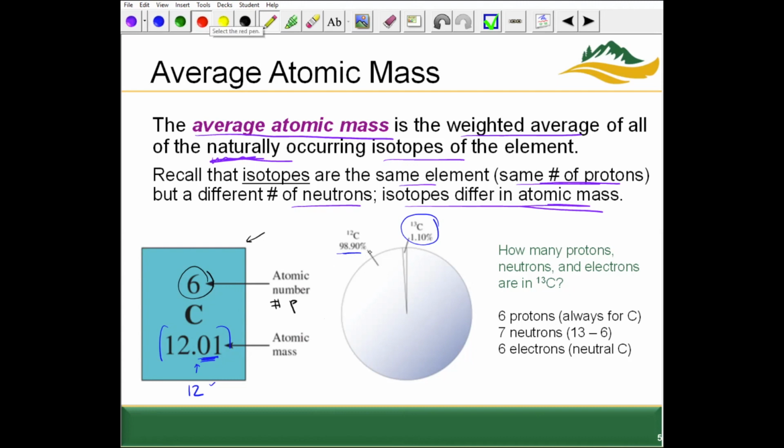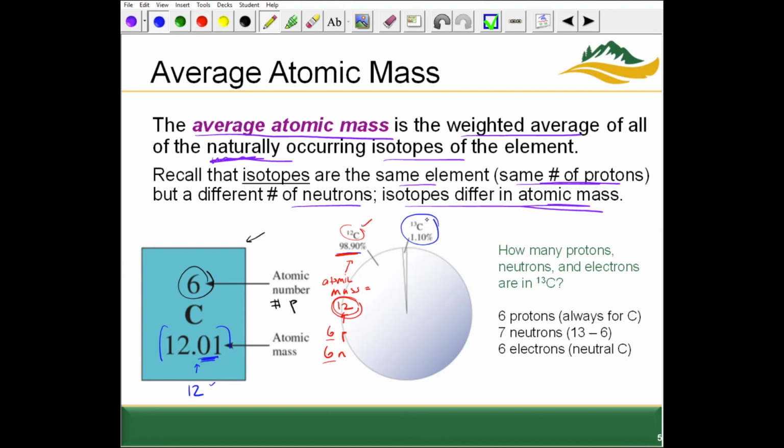In fact, of all naturally occurring carbon, 98.90% of it is carbon-12. What does that mean? It means that this percentage of it has an atomic mass of 12. Because we know we're working with carbon, that means it's always going to have 6 protons. And then from this atomic mass, it will have 6 neutrons. So this isotope has 6 protons, 6 neutrons.